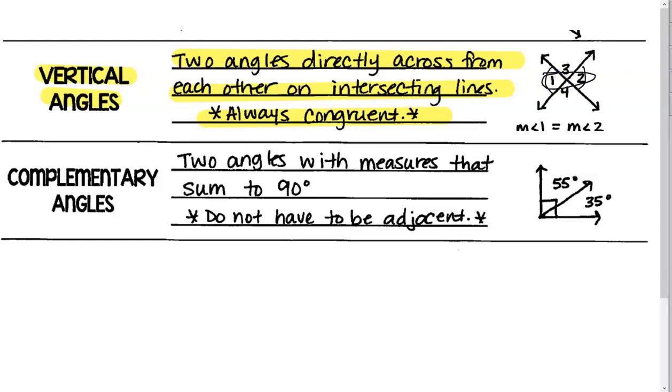Now we can also say the same of angle 3 and angle 4. They're also vertical angles, and what that means is that they are equal to each other. So for example, if angle 1 happened to be, let's say, 70 degrees, angle 2 would have to be 70 degrees.